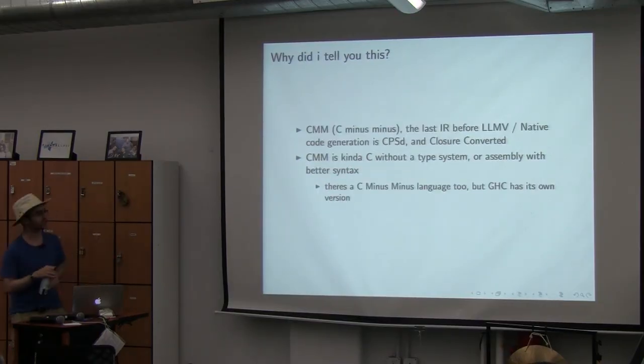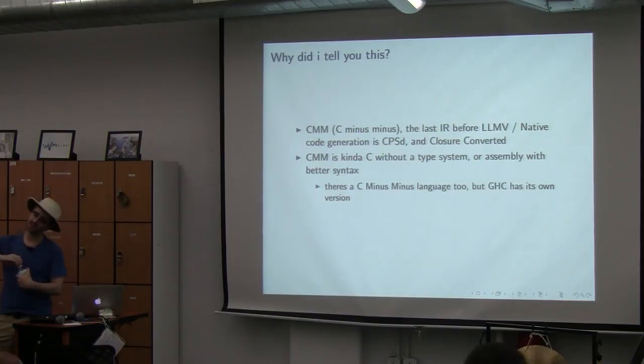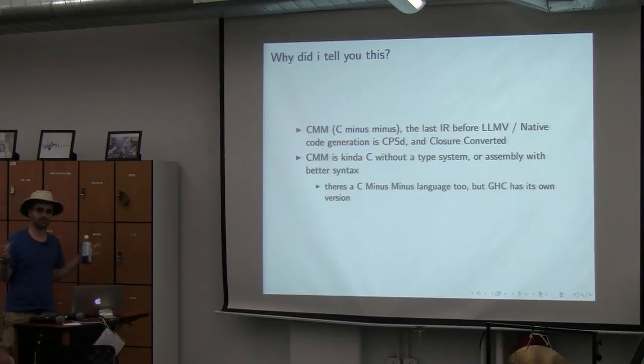Well, so again, to remind you, C minus minus is kind of a C without types, as horrifying as that may sound. You can turn on the type checker, but it's not on by default. It's CPS, continuation passing style, and it's also closure converted, because it's kind of like C, where you just have pointers.